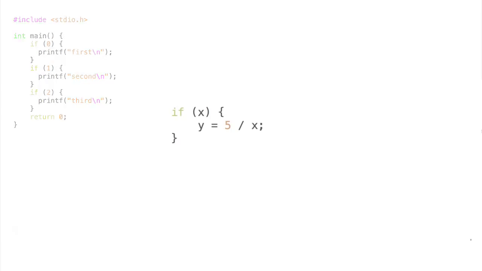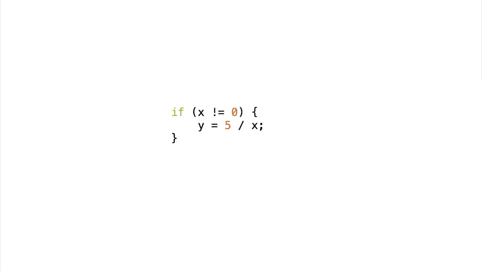For example, consider the program fragment here. When does the code in this if statement run? Think about it for a minute. It runs whenever the value x is interpreted as true. This occurs when x is not 0. The if statement protects against the undefined operation of dividing 5 by 0. Of course, we could have written x is not equal to 0 here to be more explicit, but it's common for C programmers to take advantage of shortcuts when they can.